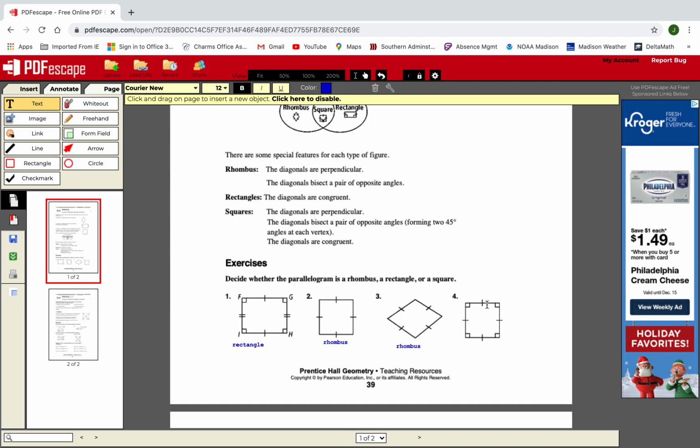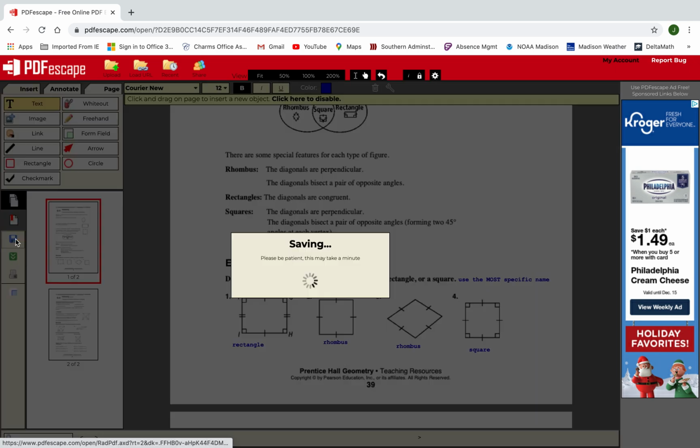And then on number 4, we have 4 congruent sides and 4 right angles, so this one is definitely a square. We could actually say that it is a rhombus and a rectangle too, but we want the most specific name. Use the most specific name. Square is the most specific name for number 4.